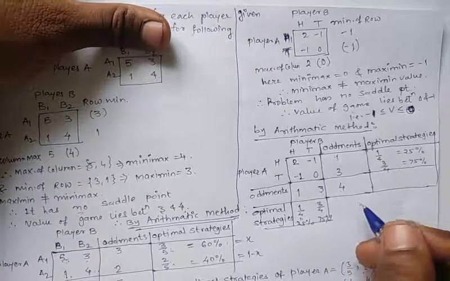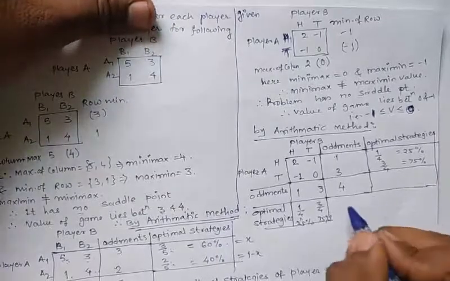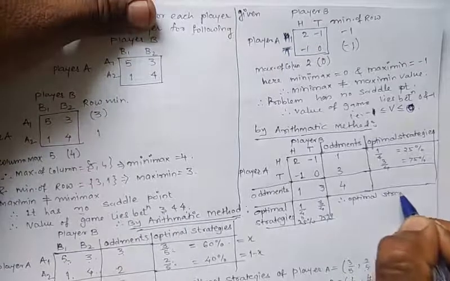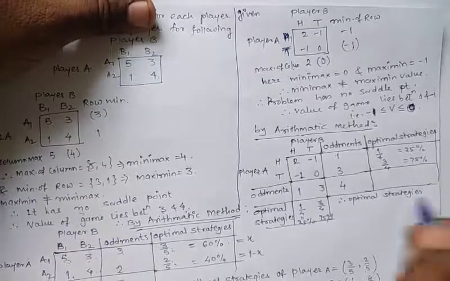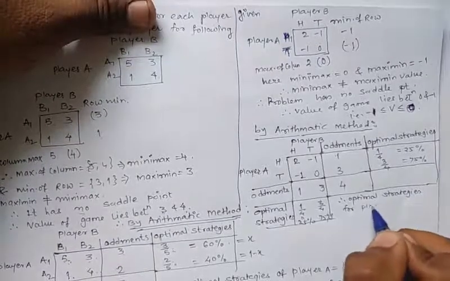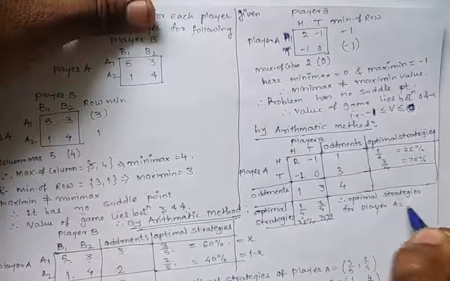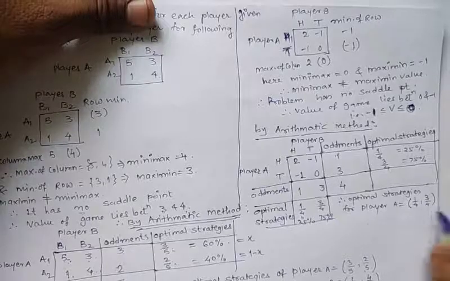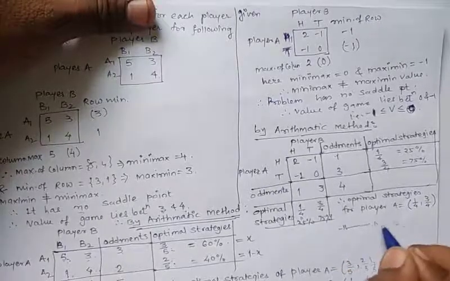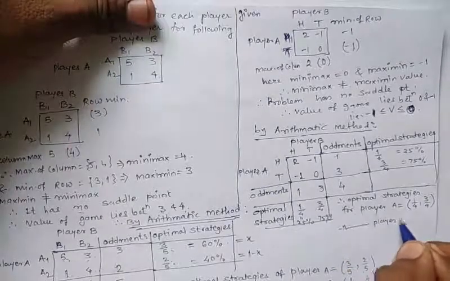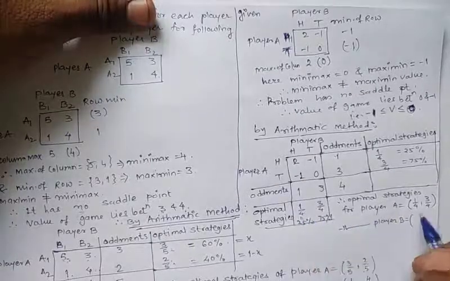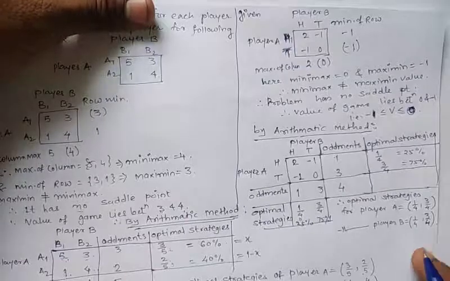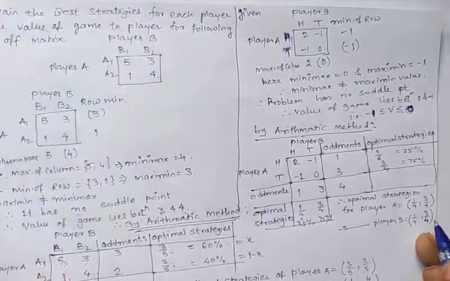Now, the optimal strategies for player A will be 1 by 4 and 3 by 4, and similarly the optimal strategies for player B are 1 by 4 and 3 by 4 also. So these are the optimal strategies for the players.